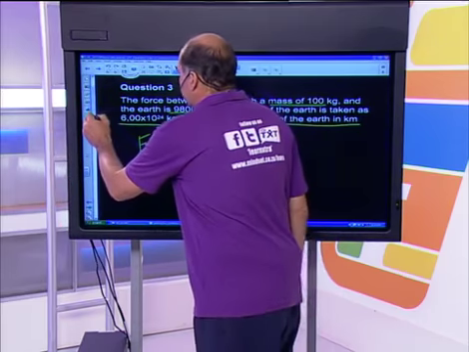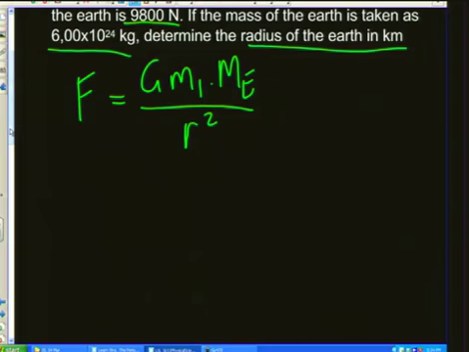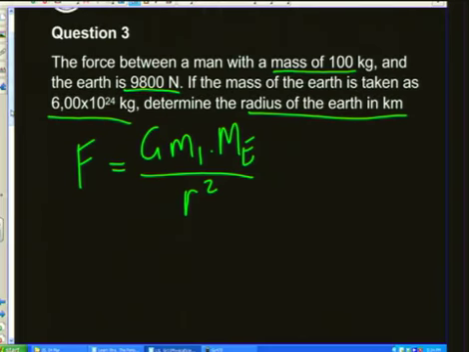We're asking for R squared. Don't be tempted to change the formula. You must substitute in first. So we're going to substitute in for all the things that we're given. We're told that the force between the Earth and the man is 9,800. So we're going to put the 9,800 there.